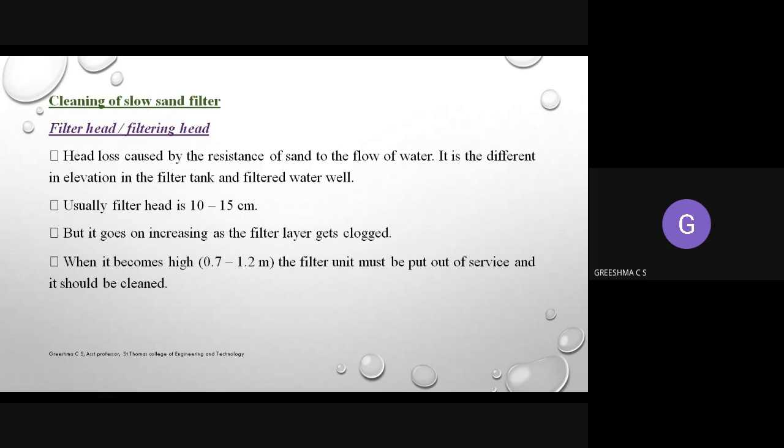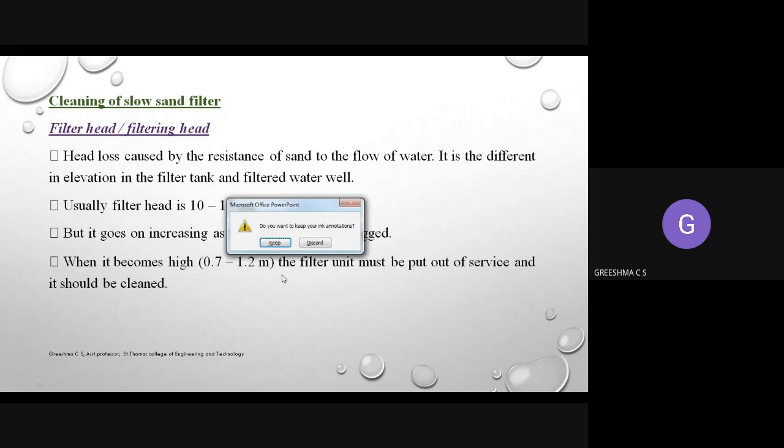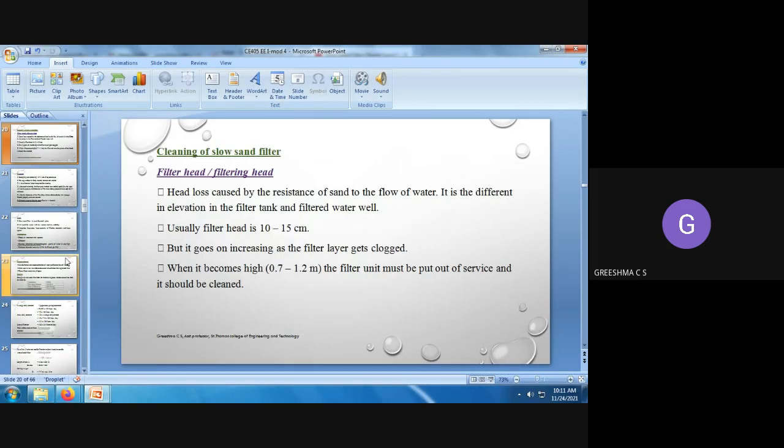Okay, but it goes on increasing as the filter layer is getting clogged. അപ്പോൾ filter layer ഒന്ന് clog ചെയ്യുന്നതിനനുസരിച്ച് filtered water വെള്ളിൽ വെള്ളം കൂടിക്കൊണ്ടുവരും. Okay, so when it becomes as high as 0.7 to 1.2 meters, the filter unit must be put out of service and it should be cleaned. Okay, അതായത്, so I'll explain this figure also.